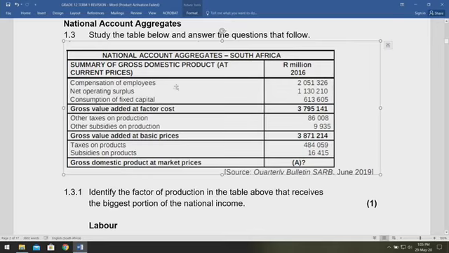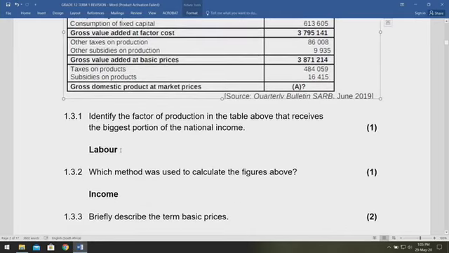So who gets wages and salaries? Which factor of production receives that? That is the factor labor, right?